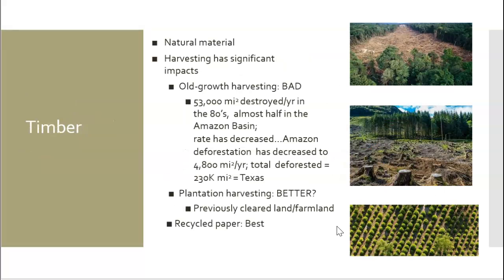Okay, so now let's talk about timber. So forest lands, right? Natural material, obviously. Harvesting, we know, has significant impacts, because when you harvest timber, you destroy habitat. When you destroy habitat, you eliminate species.